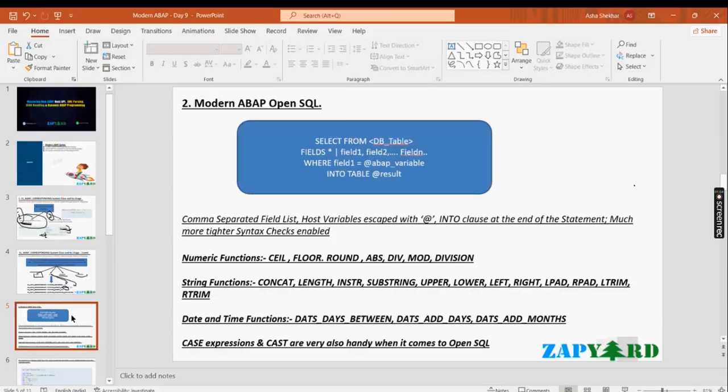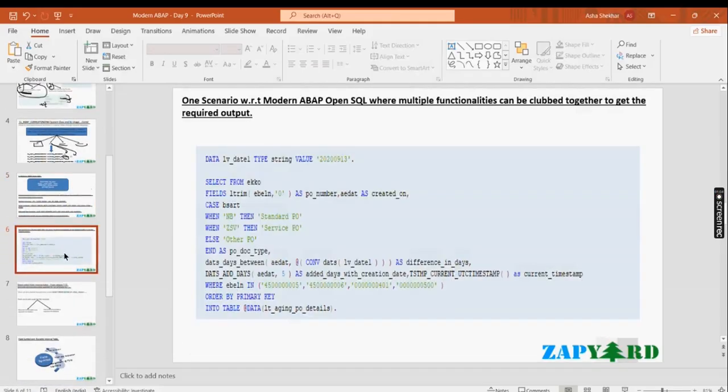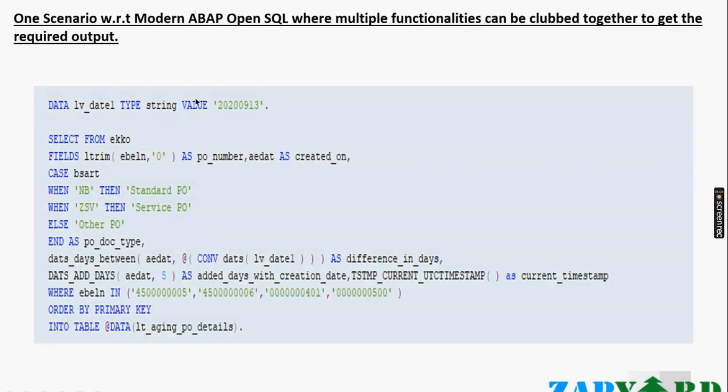And let me show you a scenario from here. If you see this, there is a date, okay, and while trying to fetch the data from EKKO, I am trying to get rid of all the leading zeros from the purchase order number, okay. Then I'm checking for the doc type. If it is NB, then standard PO. If it is this, then service PO, else other PO. Then I'm trying to get the difference between the PO created date and the date which I passed.